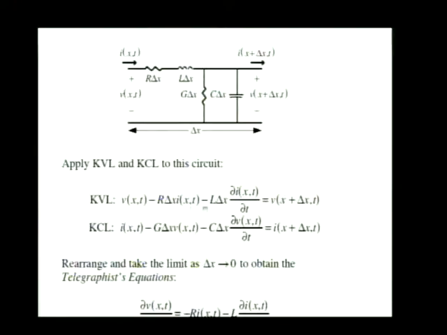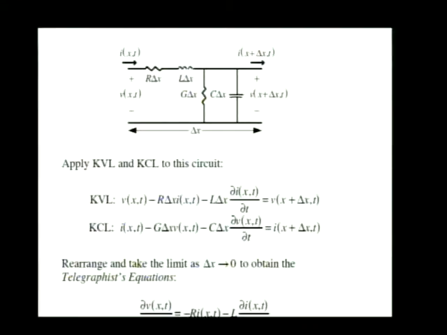Kirchhoff's voltage law. V of x and t minus the voltage drop across the resistor, R delta x, that's one quantity there, times I, minus L delta x times dI/dt. That gives me the voltage at the output terminals.